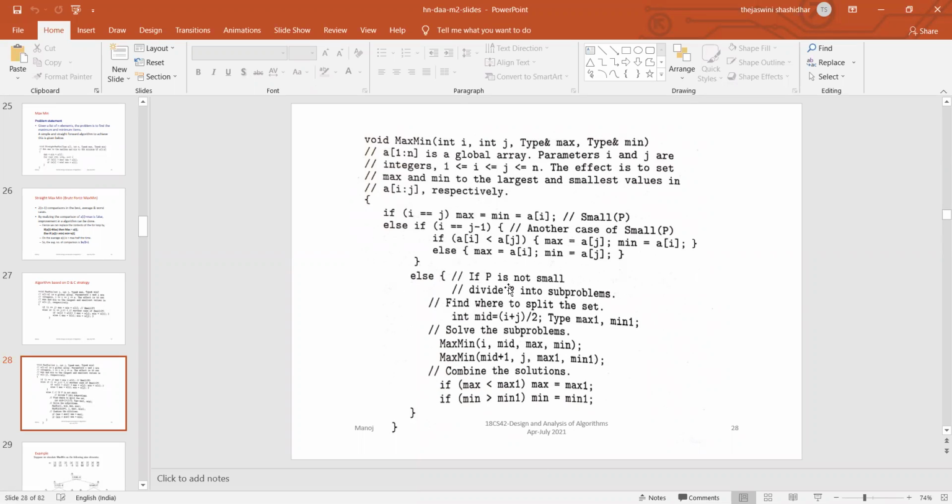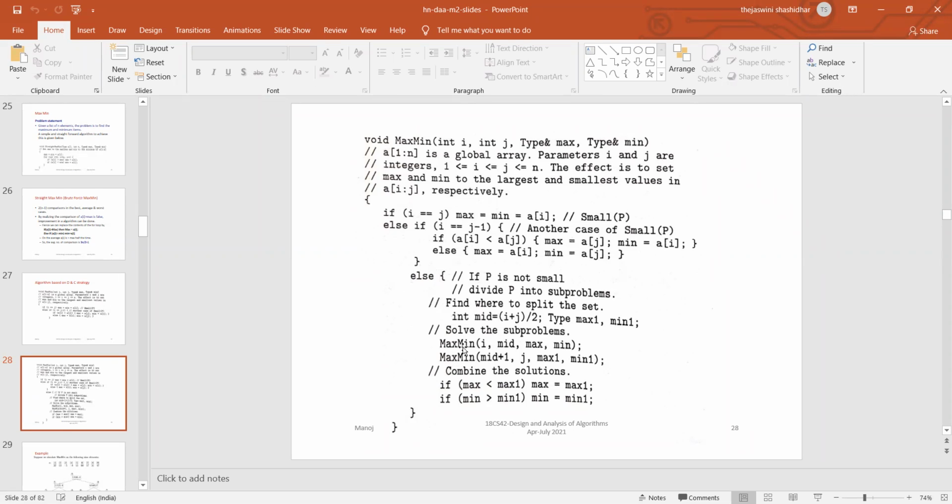So one element is finished, two elements are finished. If there are more elements, this is the case where the problem can't be divided into smaller problems, so we come to the complete else part. Else, if P is not small, what is the case? Divide P into sub-problems. Find where to split the set. How to split? You take the middle element, mid is equal to I plus J by 2, then max 1, min 1. So solve the problem.